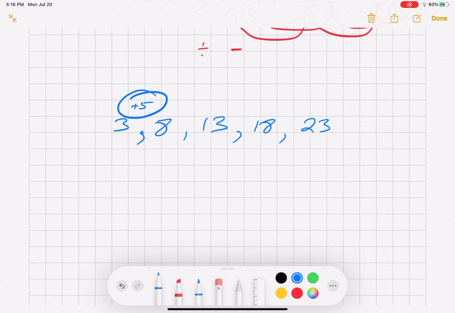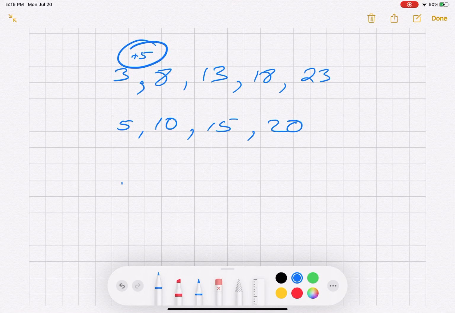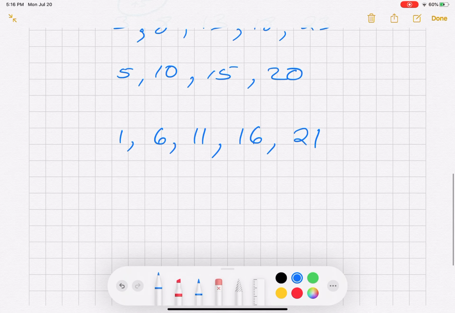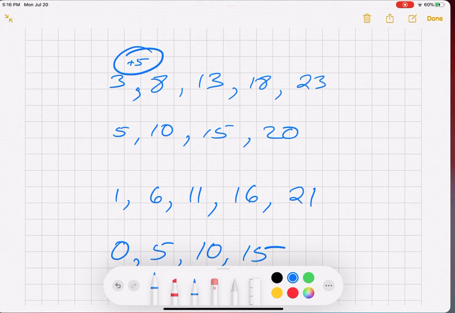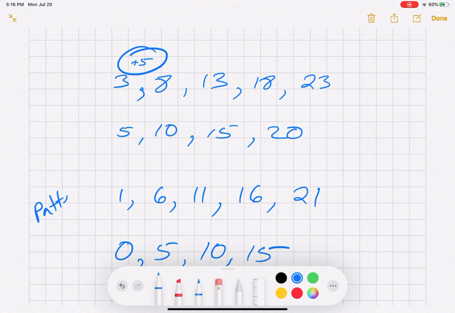Okay, now you could have had many different patterns. You might have just went 5, 10, 15, 20. This is adding 5 each time. I could have started at 1, 6, 11, 16, 21. I could have started at 0. Right? So I want you to come up with a pattern rule, but just do it for mine, for now.